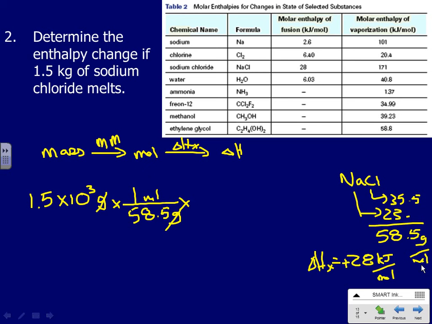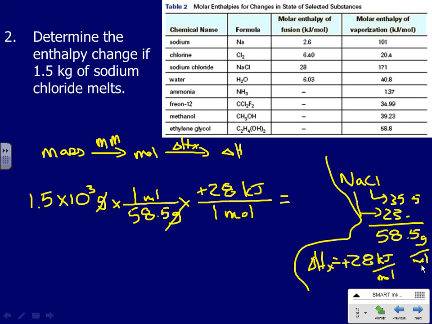Grams are gone. I want to get rid of moles. 1 mole per positive 28 kilojoules. And in the end, that's going to get me how many kilojoules will be produced or will be required to do such a move.